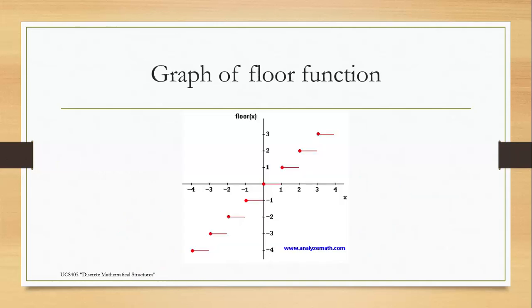So coming to the graph of the floor function, we will have a graph like this. For any value when x is greater than or equal to 1 but less than 2, the value of the floor function will come out to be 1. Any value between 2 and 3 will come out to be 2. Any value between 3 and 4, the floor value will come out to be 3. Similarly for negative values. So this is the graph of the floor function.